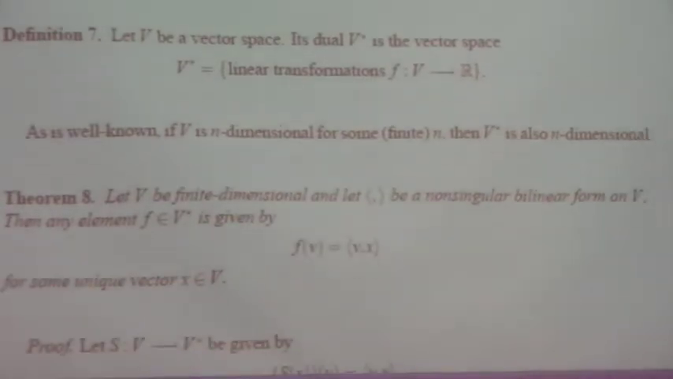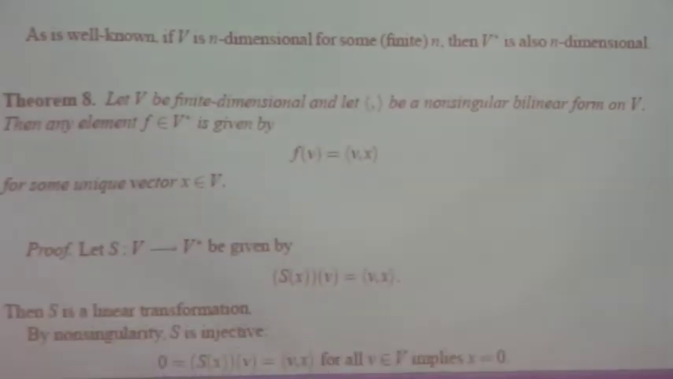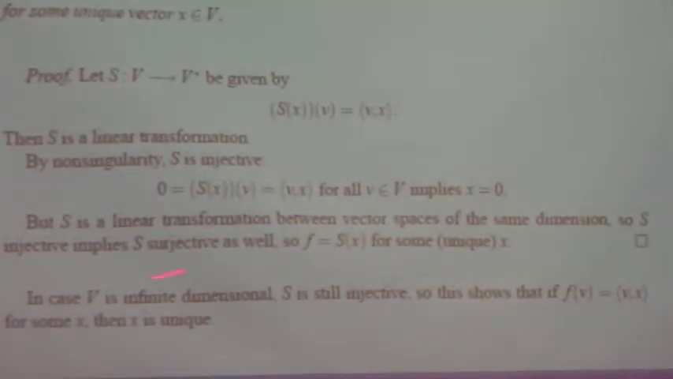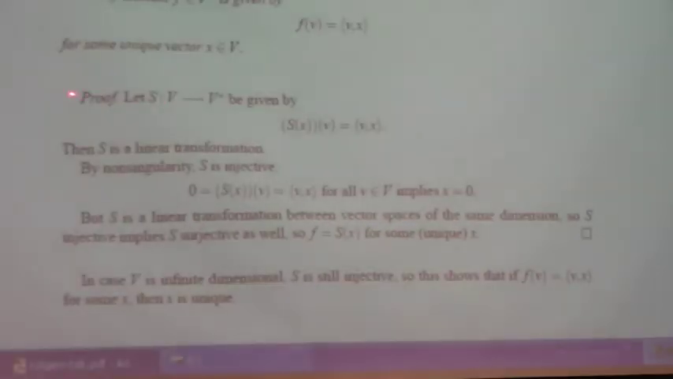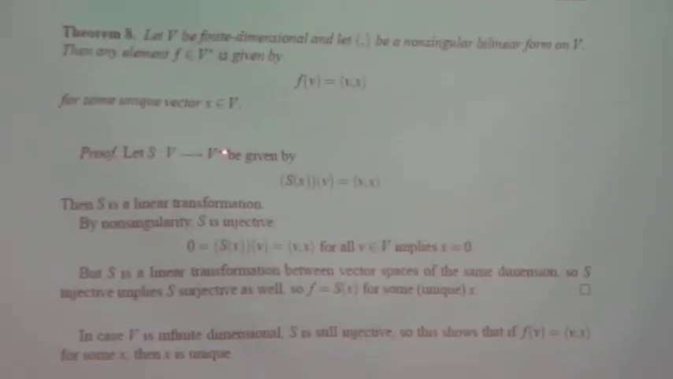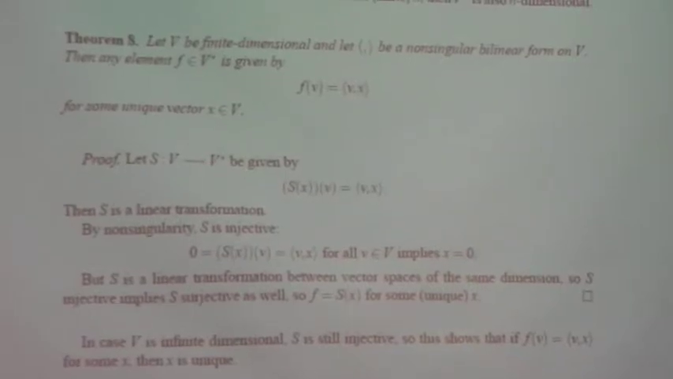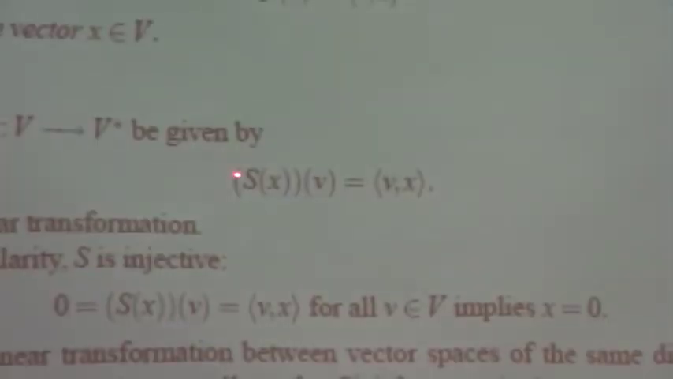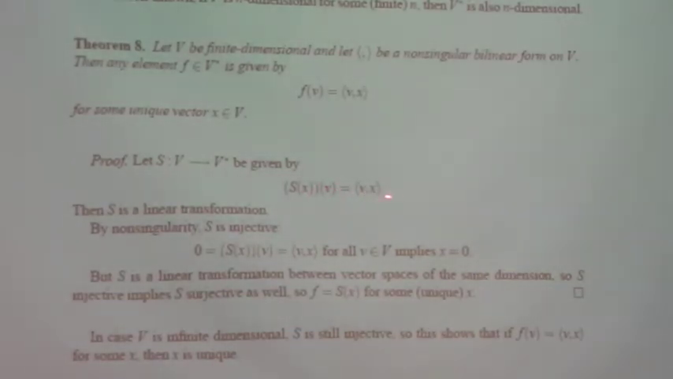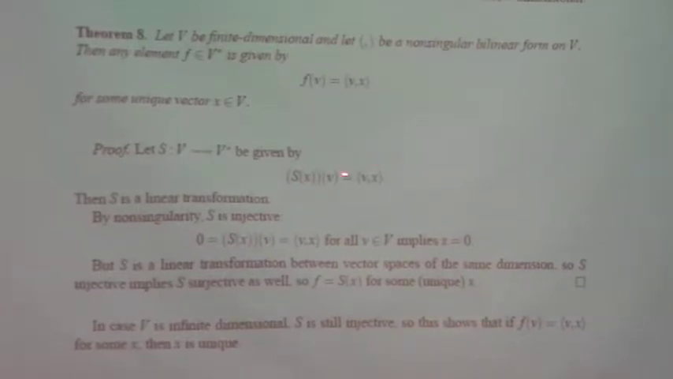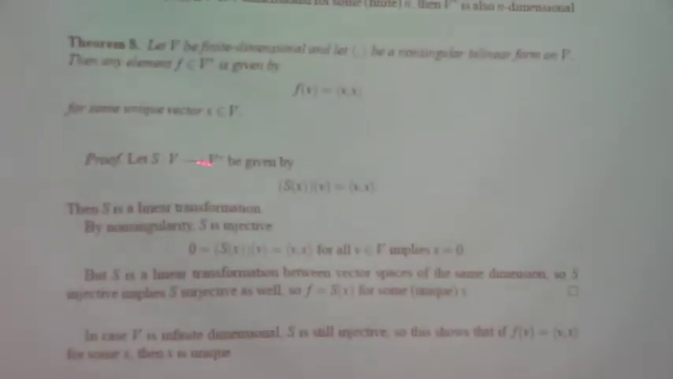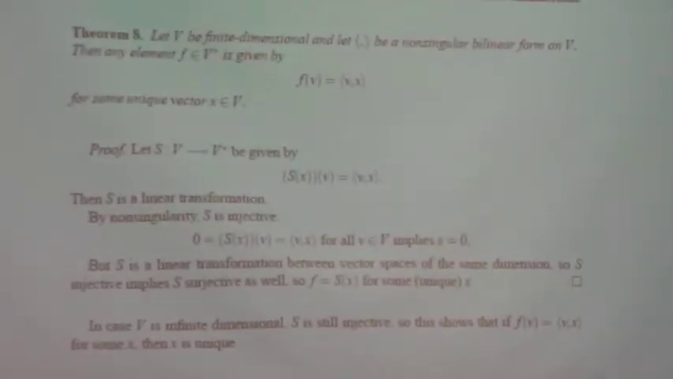So let's prove this. Let's consider a mapping S from V to V star given as follows. V star is linear transformations from V to R, so S of x is going to be a linear transformation from V to R. So I have to tell you what the value of S of x is on a typical vector v. And the answer is that S of x of v is (v, x), where this is my inner product. The bilinearity of the form says that this is a linear transformation and the map S from V to V star is a linear transformation.